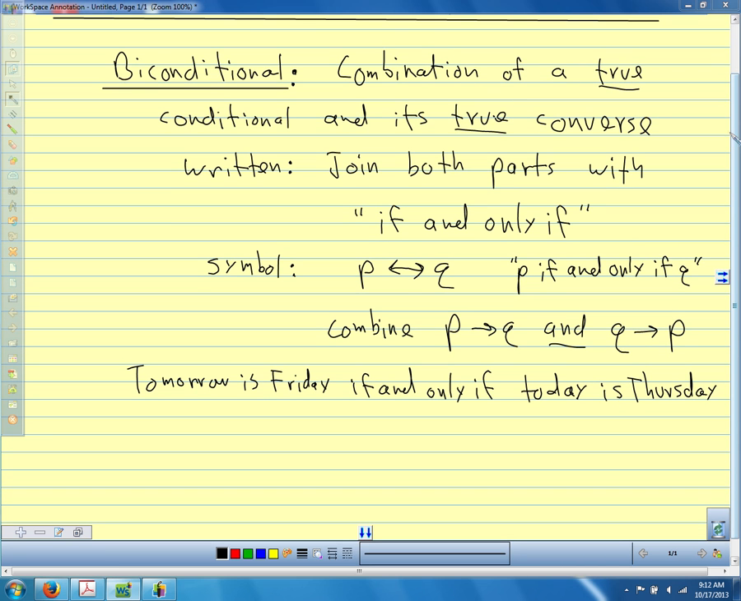Biconditionals are important because we use them to make definitions. That's why our biconditionals work.